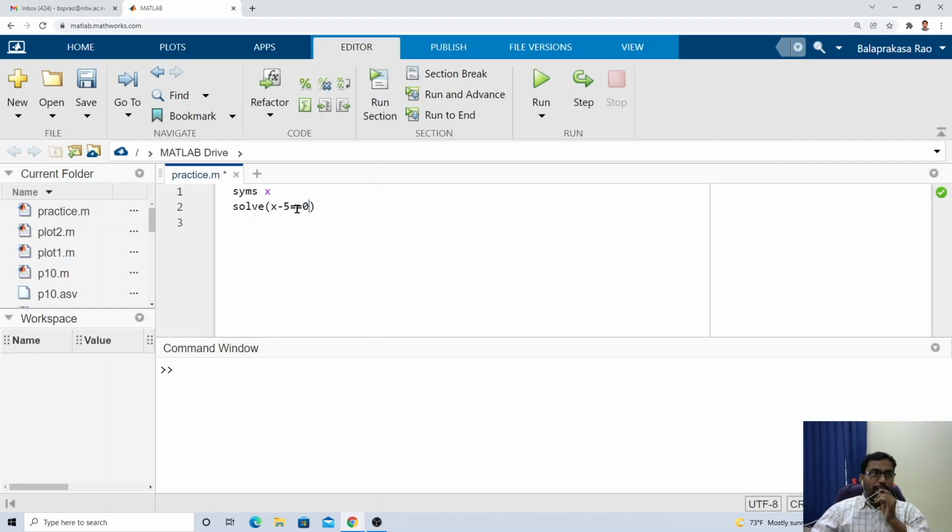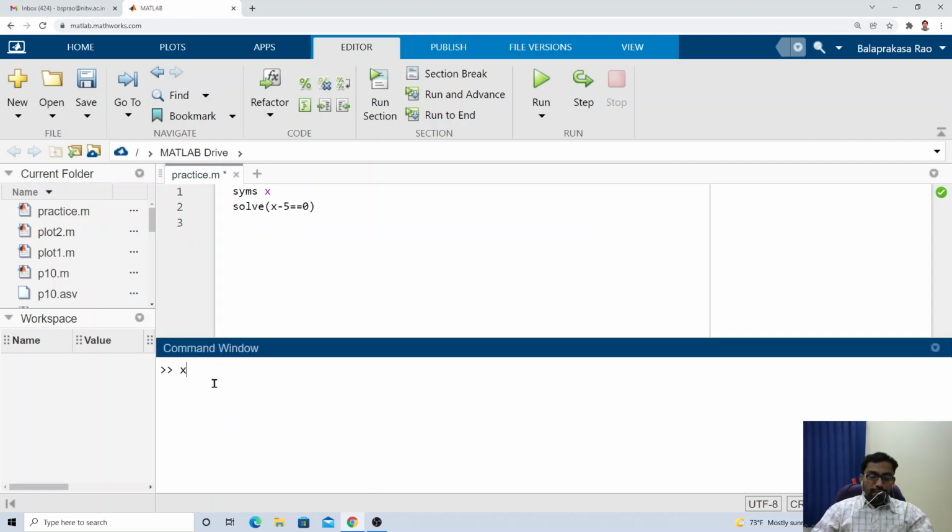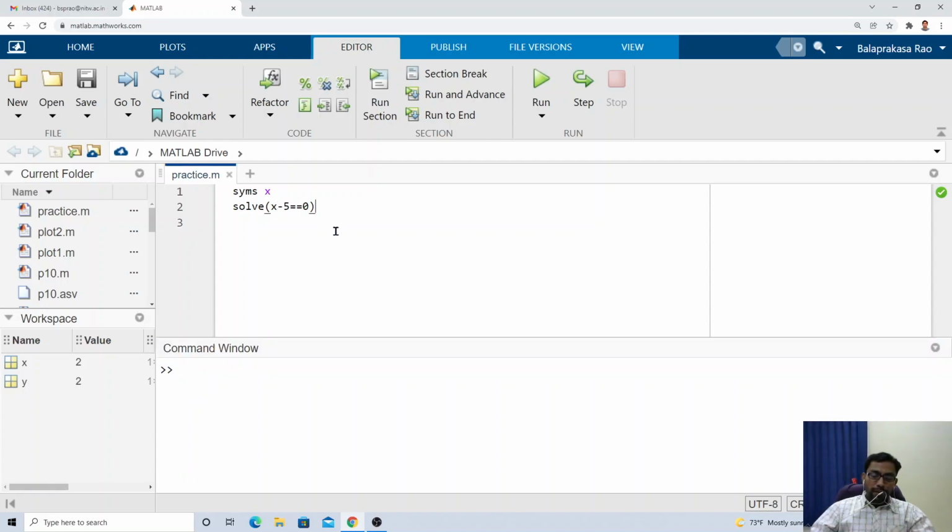Equals to means the assignment operator. Say x equals 2 and y equals x. That means you are assigning the value of x to y. So this single equals will be treated as an assignment operator. That's why we used double equals here, because this is an equation. Now let us solve this. Let me directly run this. You see, the answer is 5.